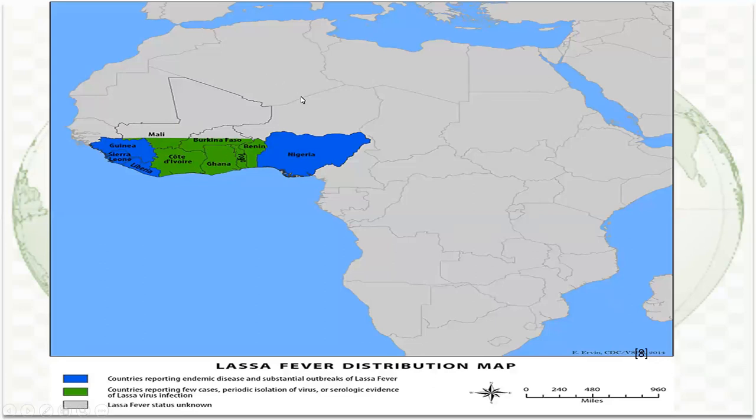There are some places where the status of the virus in Africa is still unknown. So looking at this, it's not affecting many countries, but where Lassa is endemic, it happens yearly, a periodic outbreak that happens every year.